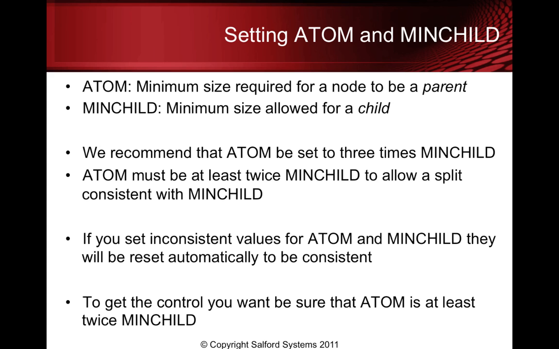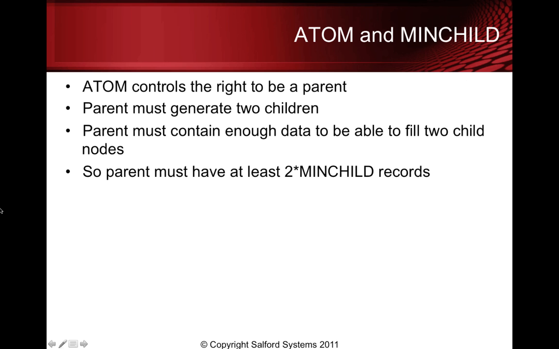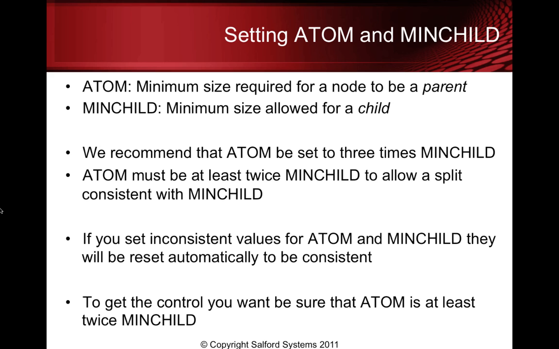Well, ATOM must be at least twice MINCHILD to allow a split consistent with MINCHILD. If you're going to split a node into two children, then you have to have enough data for each of the two children to be filled properly. And if the two children each have to have a minimum of MINCHILD records, then you need twice that inside of the parent, which is going to be the minimum size that a parent can have, which is therefore ATOM. If you set inconsistent values for ATOM and MINCHILD, they will be reset automatically to be consistent. So be careful when you control these if you want to be the one who sets those particular values.